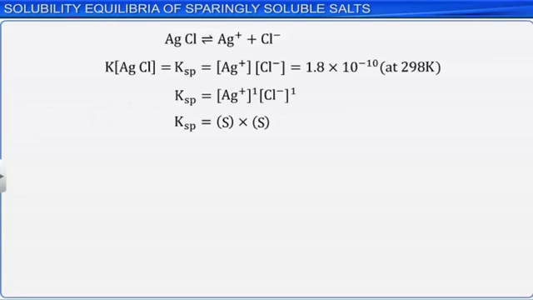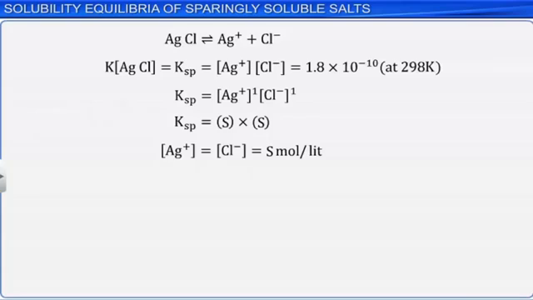Mathematically, we can write Ksp expressions using molar solubility, S, in place of individual ion concentrations. Note that molar solubility is the number of moles of the substance present in 1 liter of the solution. If we define S mole per liter as the molar solubility of silver chloride, then S moles of this salt dissolve in 1 liter of solution. In a saturated solution of pure silver chloride, the concentration of silver ions is equal to the concentration of chloride ions, which is equal to S mole per liter.